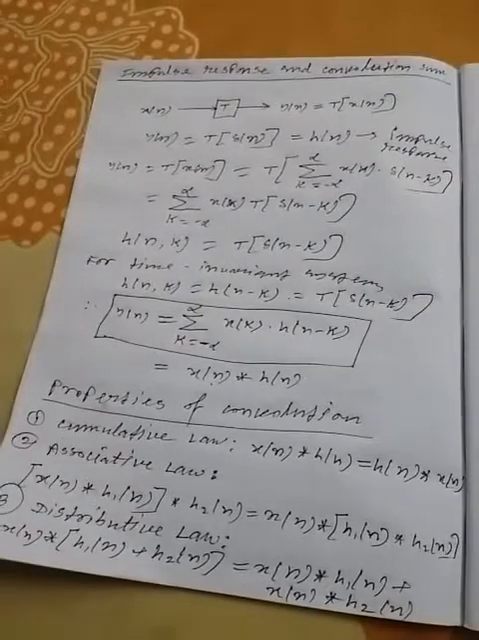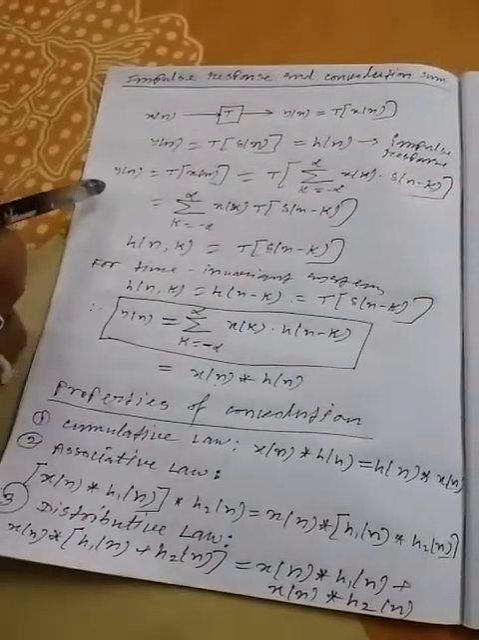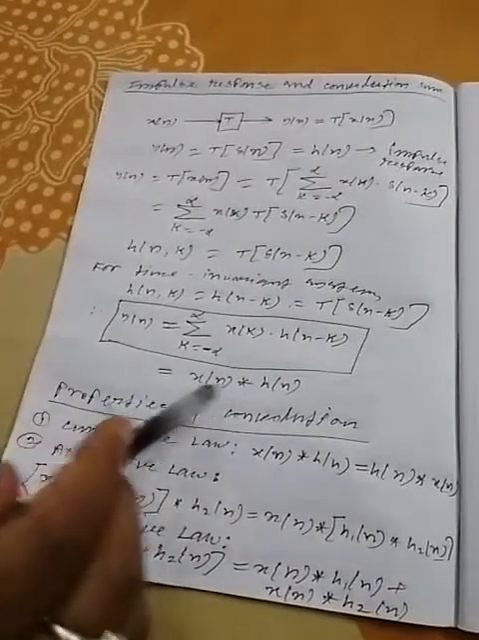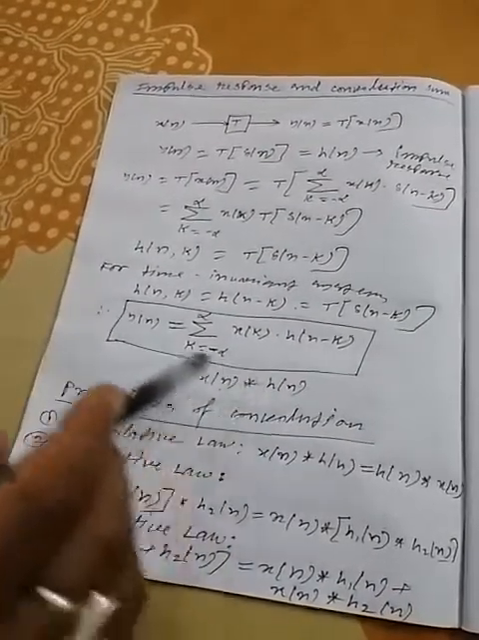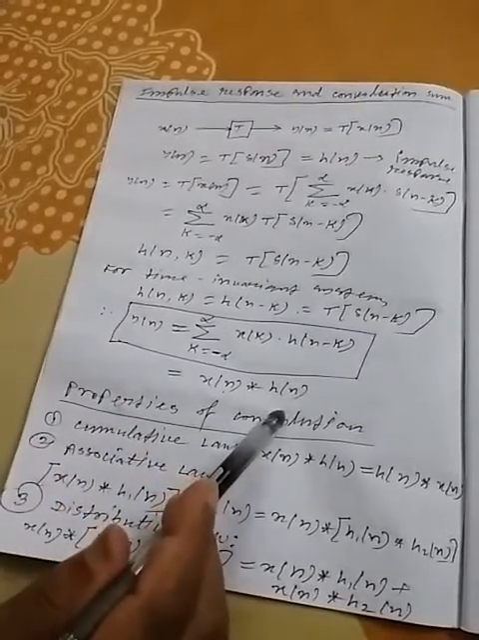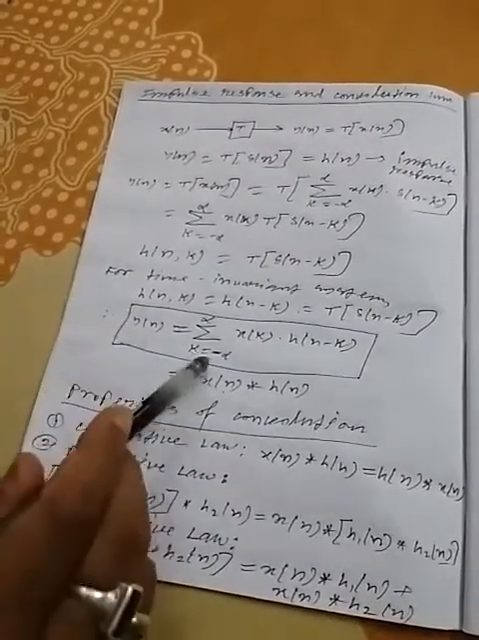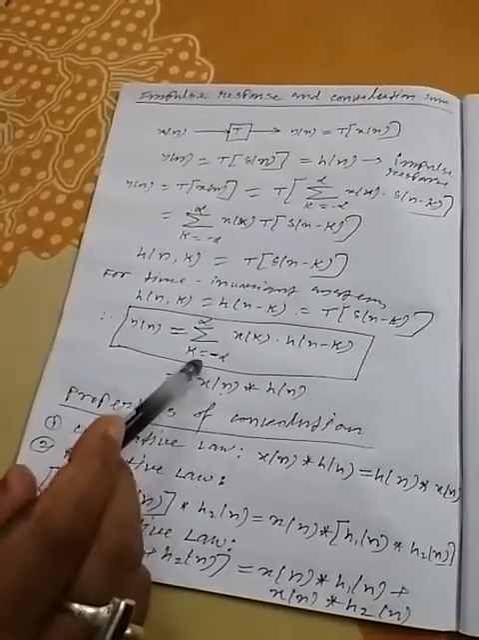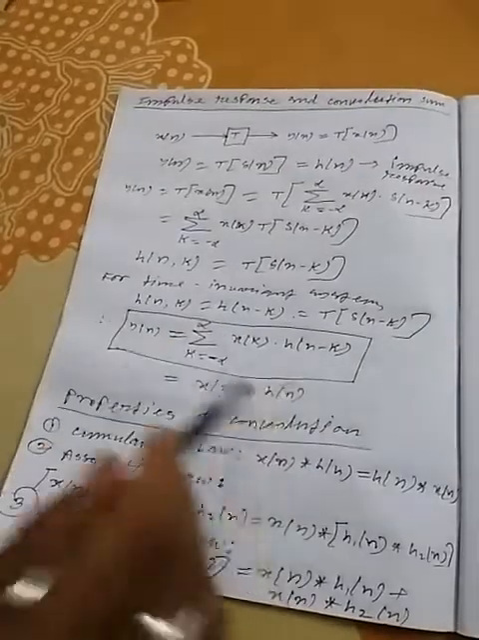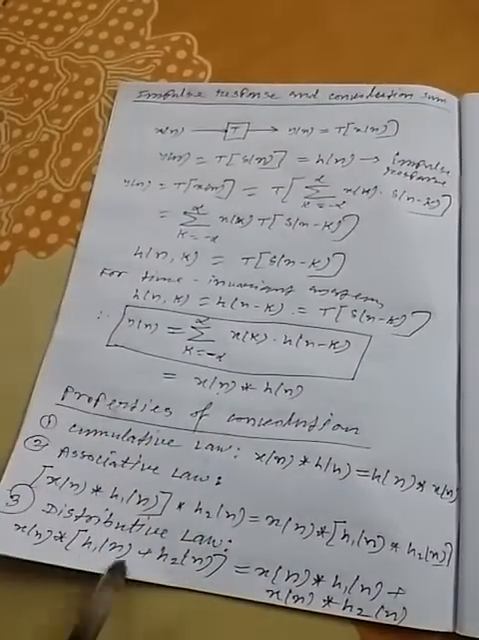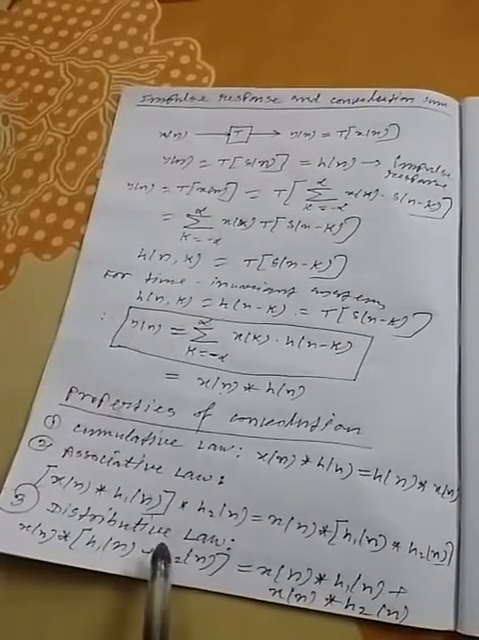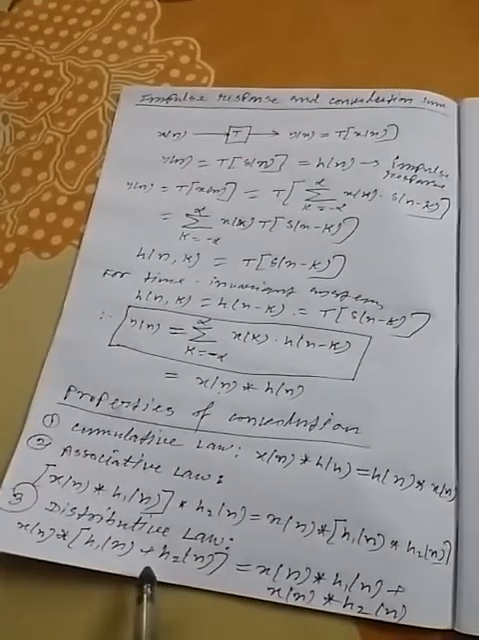Now we can see here the expression of convolution of two sequences x[n] and h[n], that is equal to y[n]. So this is summation of k equal to minus infinity to infinity x[k] into h[n minus k]. This is very important. You have to remember this. And there are some properties of convolution. They are commutative property, associative property and distributive property.